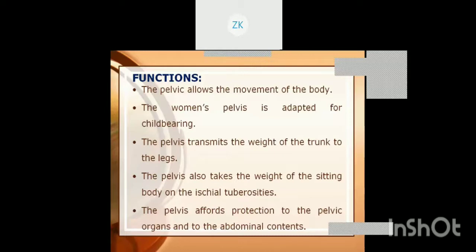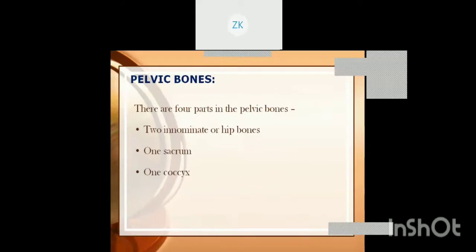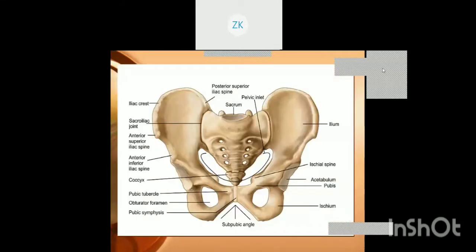All right, and then in the pelvic bone, you have seen this, right? This pelvic bone consists of these two innominate bones. This is the innominate bone. Then we have two innominate bones, and then the sacrum, and then the coccyx.